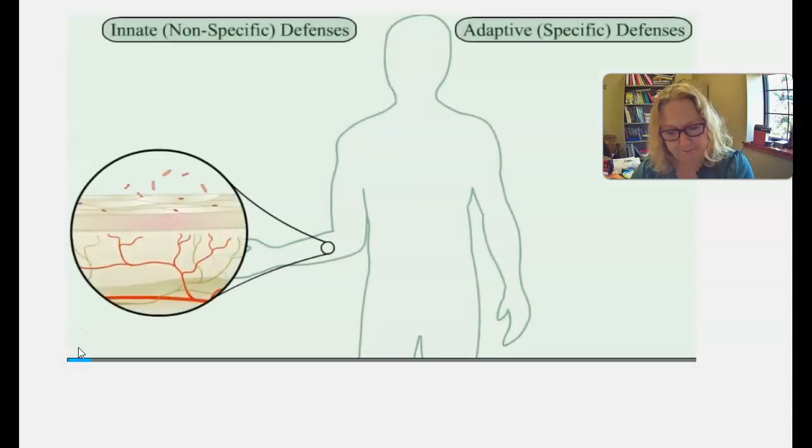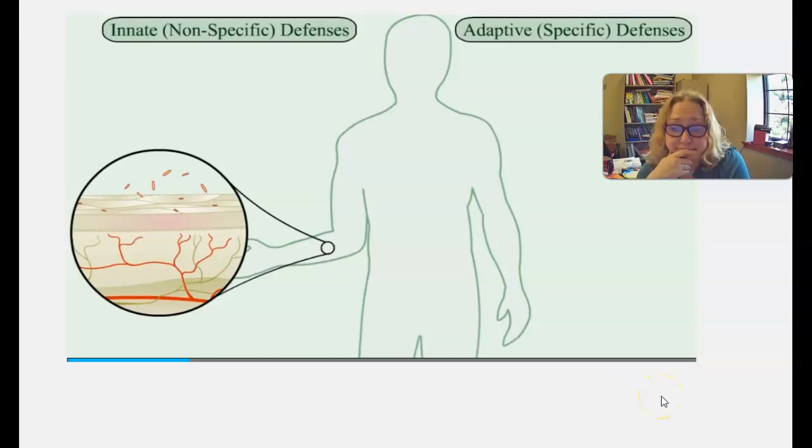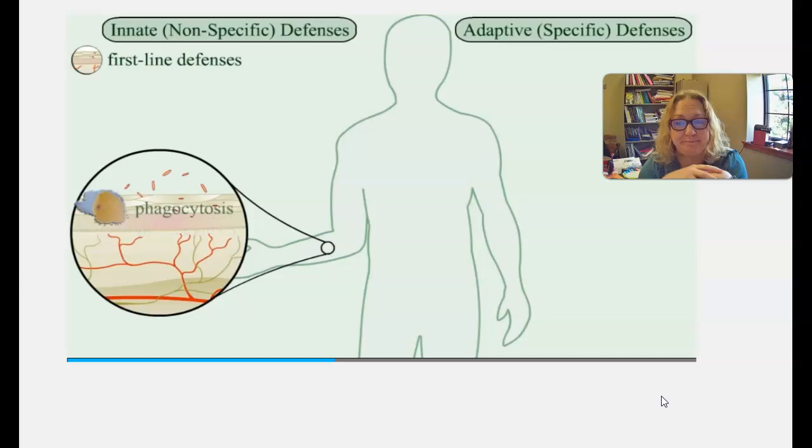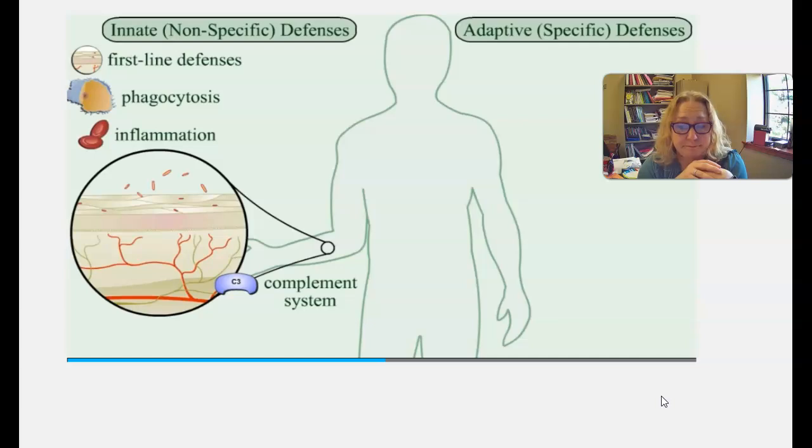Host defenses can be divided into two categories, innate or non-specific defenses, and adaptive or specific defenses. These defenses act together to protect the host against infection. The human body has many innate or non-specific defenses to prevent disease. These include the first-line defenses such as the skin and mucous membranes, plus the second-line defenses such as phagocytosis, inflammation, and the complement system. All of these defenses act against all pathogens and are not specific to a given pathogen.